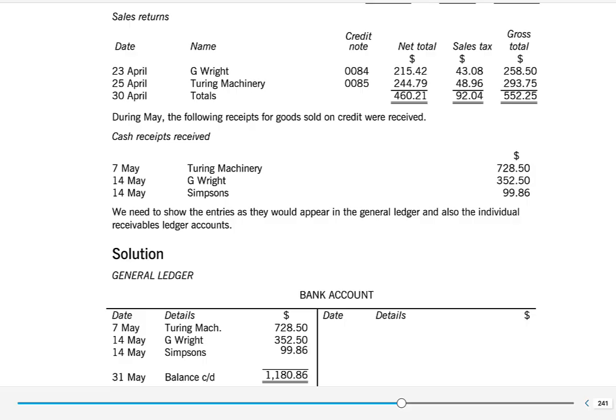What happens in the receivables ledger in the customer account? Credit, G. Wright personal account with 258.50. Why? Because the customer now owes less.